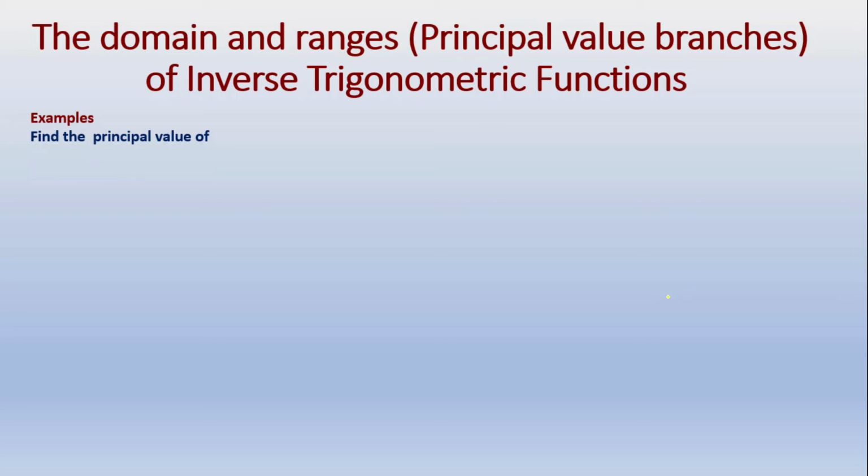If you have to find the principal value of sine inverse of minus √3/2, first, sine theta will be minus sine pi/3, because you know that the value √3/2 is at pi/3, and the minus sign is there. So you can write it as sine of minus pi/3. From here, if you compare, theta will be minus pi/3.